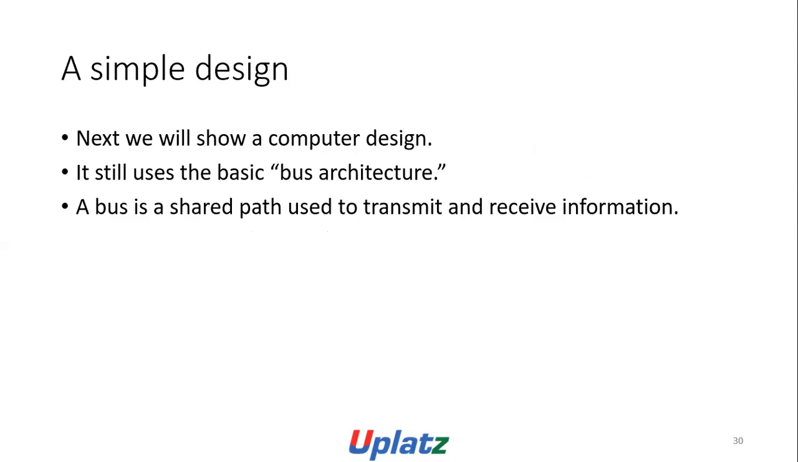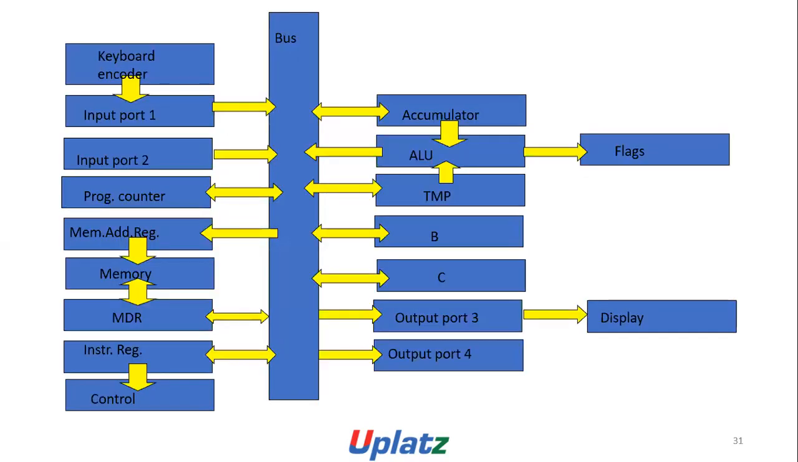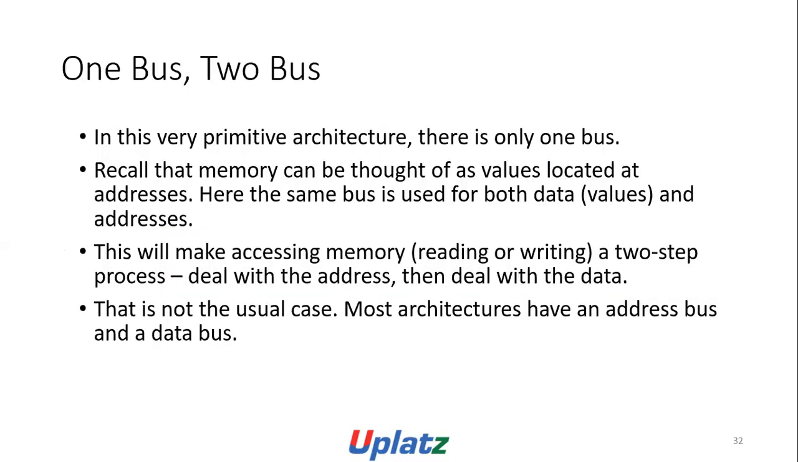A simple design. Next, we will show you a computer design. It still uses the basic bus architecture. A bus is a shared path used to transmit and receive information. On one side of the bus are the keyboard input port, port 2, program counter, memory address register, memory, MDR, and instruction register controller. On the other side are the accumulator, ALU, TMP, B, C, all these registers, output port 3, and output port 4. The ALU flags are set, and output port 3 is the display.